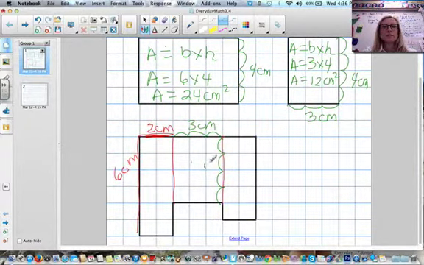So let's write that over here, 4 centimeters. And then the last side is 1, 2. And then this side is 1, 2, 3, 4, 5.